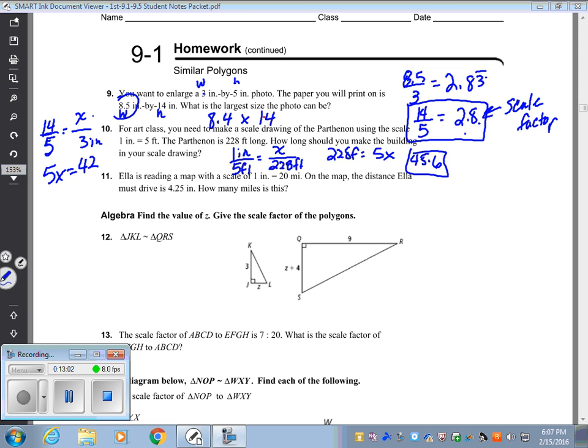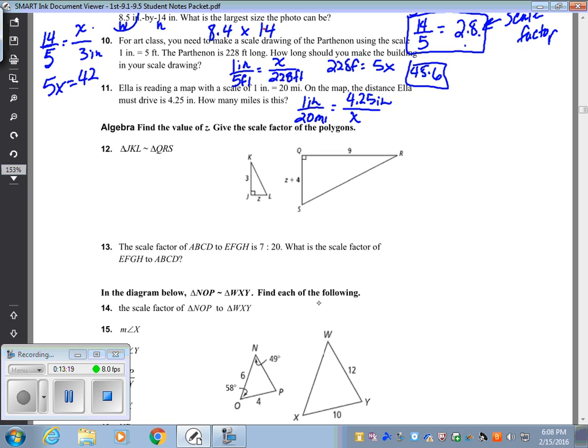You're going to do the same type of thing, inches to miles, so 1 inch is to 20 miles. And then we're trying to figure out how many miles is in 4.25 inches. Okay, so just make sure you keep your units set up correctly. Cross multiply, I know you can do that one.